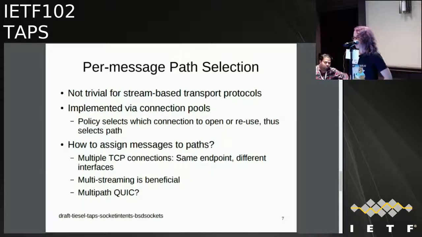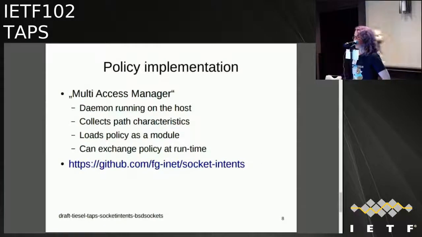And yeah, some words about the implementation: the socket intents prototype is on GitHub under this URL, so people can play around with it. It's still being developed. The multi-access manager is another component that is not the API, but a daemon running on the host. This is the part that collects the path characteristics, and it loads the policy as a module. So again, the policy is an implemented decision logic that gets some input and has some output, and it can also be exchanged at runtime.